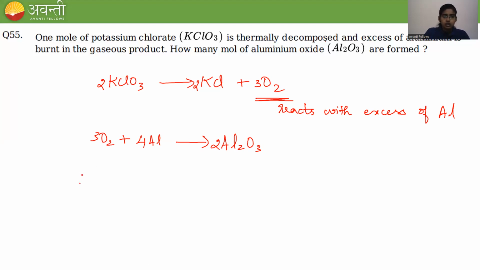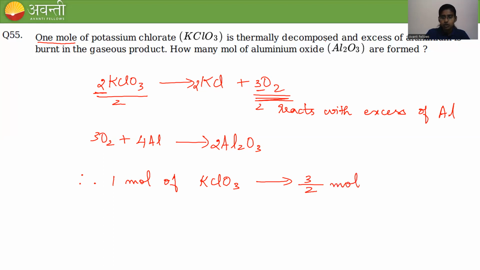Now we have to find out the decomposition of 1 mole of potassium chlorate. So for KClO3, 2 moles is giving 3 moles of O2, right? If I divide this by 2, I'll get 1 mole of KClO3. The same way, you divide this 3O2 by 2. So 1 mole of KClO3 would give 3 by 2 moles of oxygen, right?